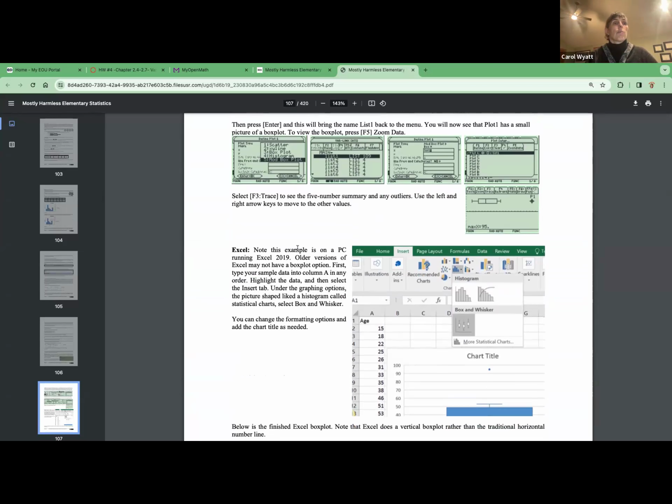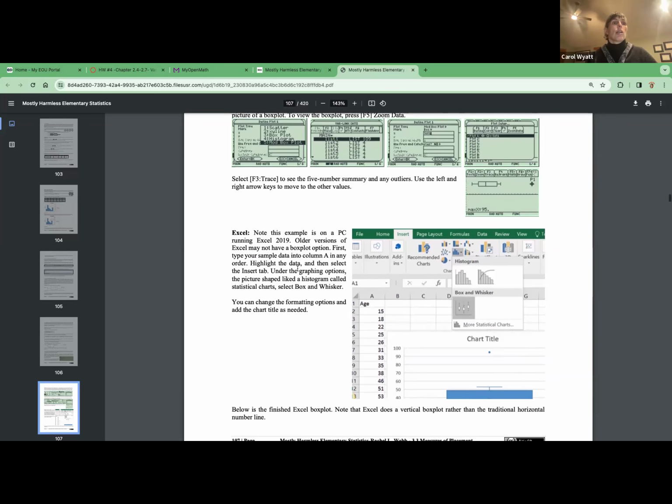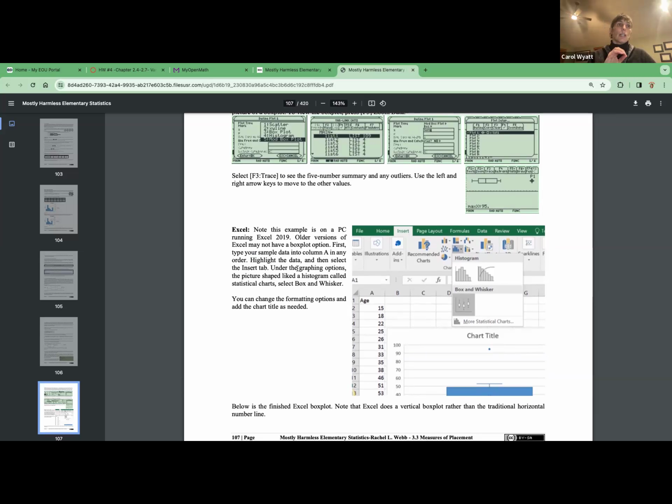Note this example is on a PC running Excel 2019. Older versions of Excel may not have the same box plot options. They also calculate this 5-number summary a little bit differently, which can be pretty frustrating.